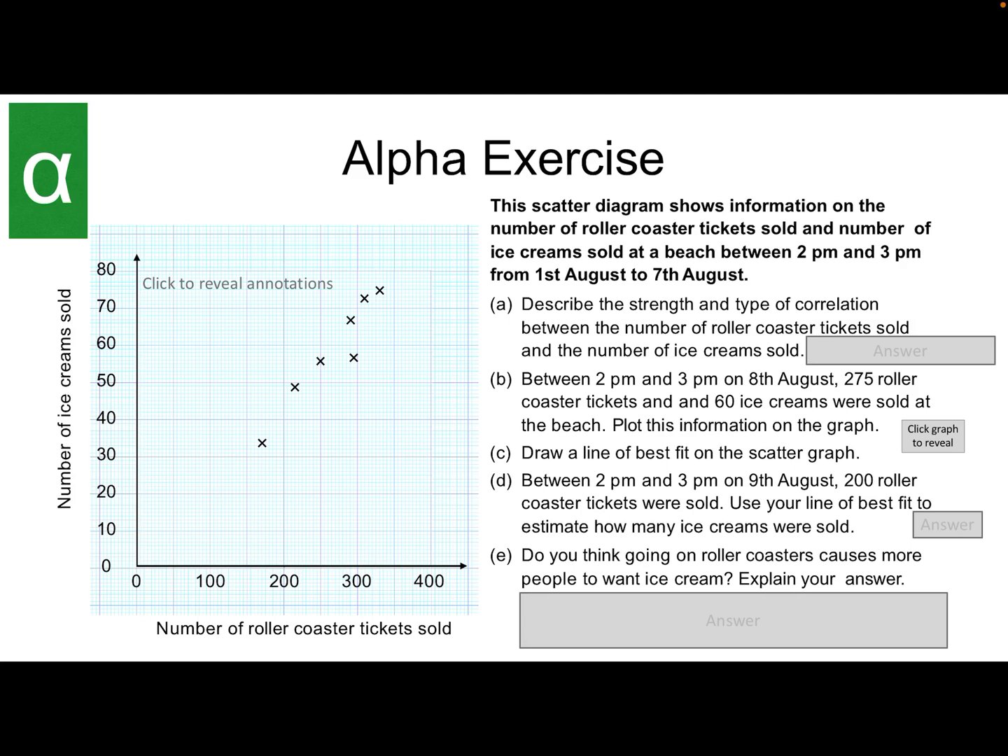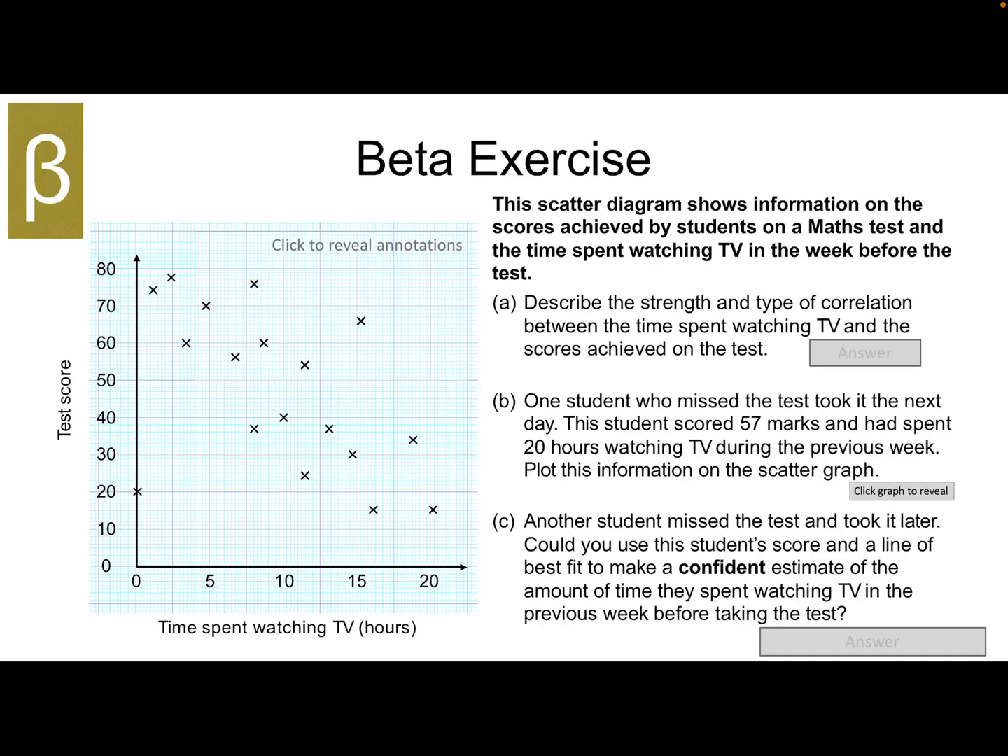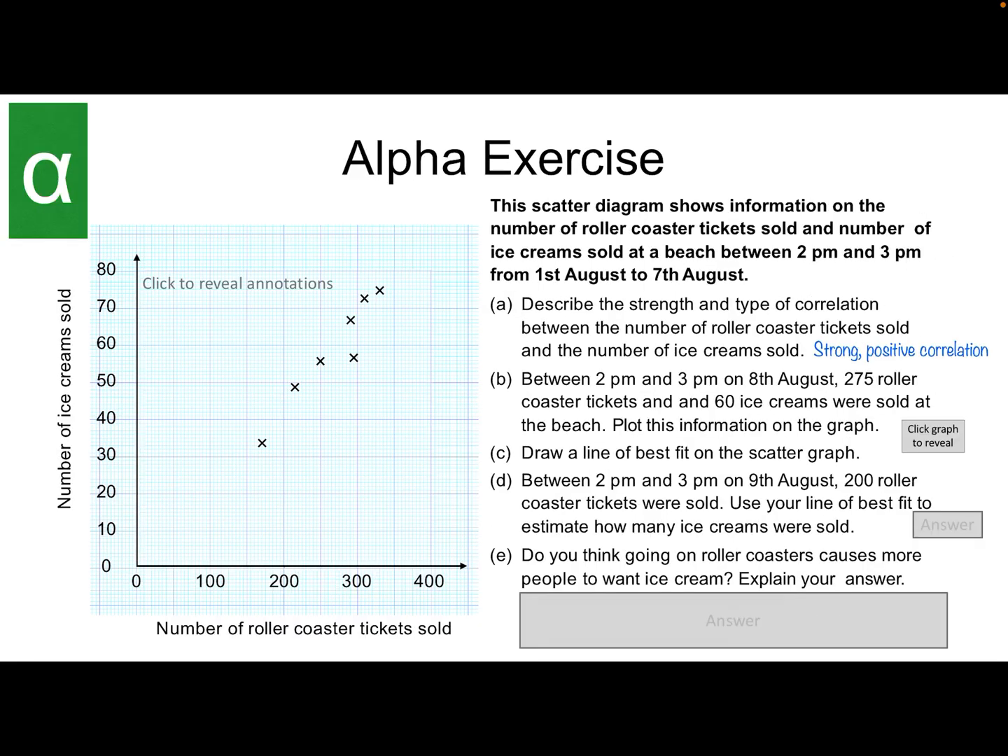Okay, we've got strong positive correlation. Oops, why am I not able to reveal the graph? I don't know, but the graph would look like this. So we had to plot this information on the graph. So we had 275 roller coaster tickets, 60 ice creams, somewhere like that. Okay, draw a line of best fit. That should have looked something like that.